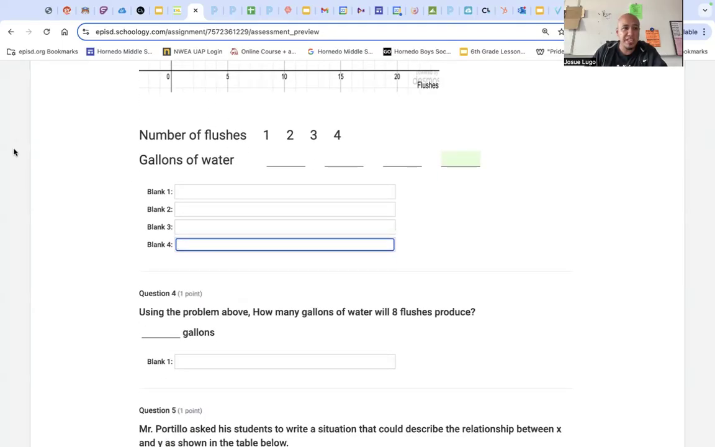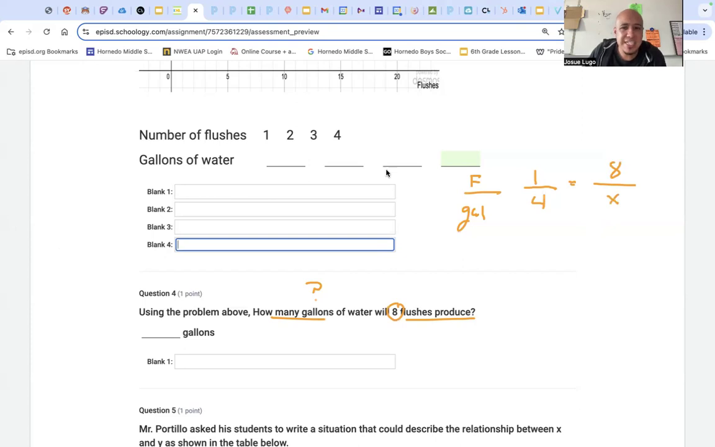Really, all you are seeing, ladies and gentlemen, is that when you're comparing the flushes to the gallons of water, for every flush, you are spending 4 gallons of water. Now, that's an important relationship to keep in mind because look at what question 4 says. Using the problem above, how many gallons of water will 8 flushes produce? In other words, we need to come up with a ratio where there's 8 flushes. How many gallons will be used?